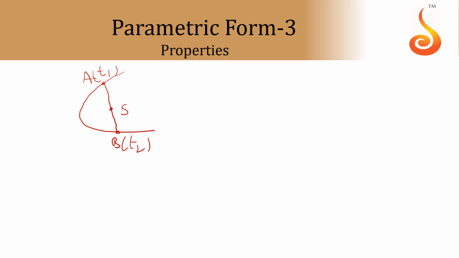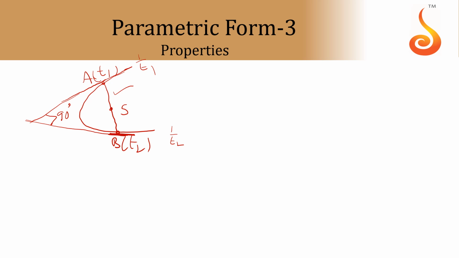This is the focus. Now suppose I draw the tangent at t1. We proved that 1 by t1 is the slope of the tangent at t1. Then what is the slope of the tangent at t2? 1 by t2. What is the product of slopes? 1 by t1 t2. Since it is a focal chord, t1 t2 is minus 1, so the product of slopes you got is minus 1, so the angle is 90 degrees.